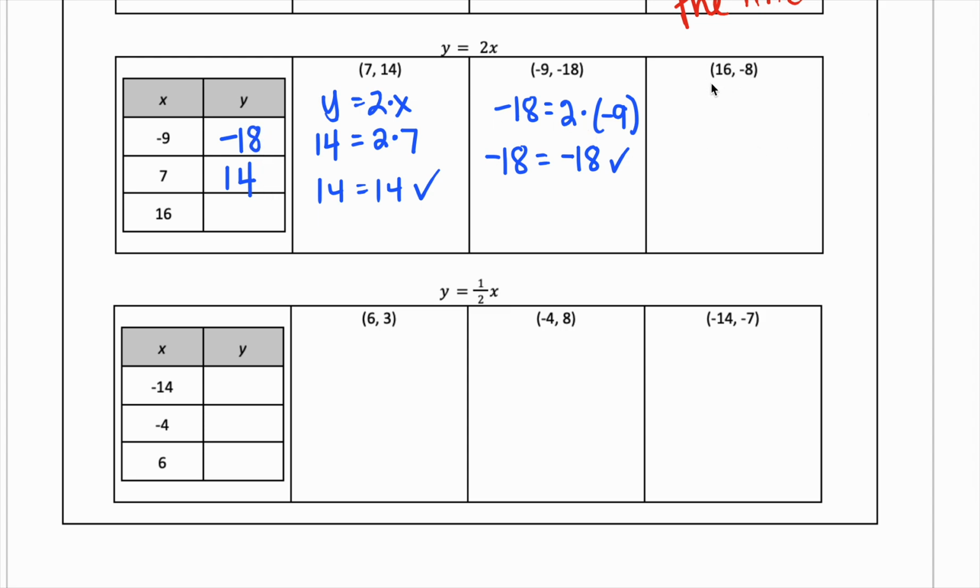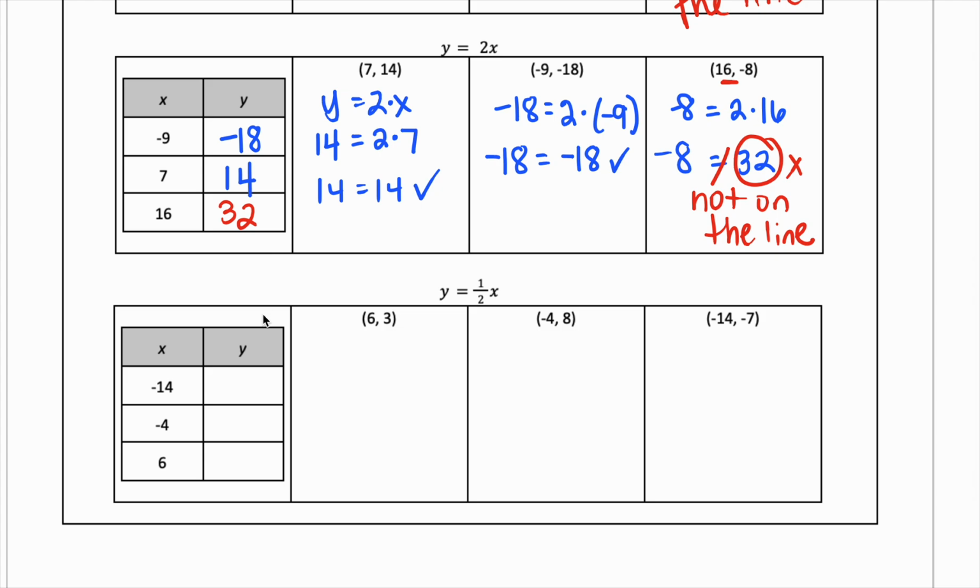In our last example, we have the point 16, -8. So I replace my y value as -8. It should equal 2 times my x value, which in this case is 16. So I have -8 equals, and 2 times 16 is 32. So unfortunately, this one is not working. This would not be on the line. But we did see what it would be, right? When we plugged in our x of 16, our y value was 32. So over in the table, when x is 16, we actually know y should be 32.